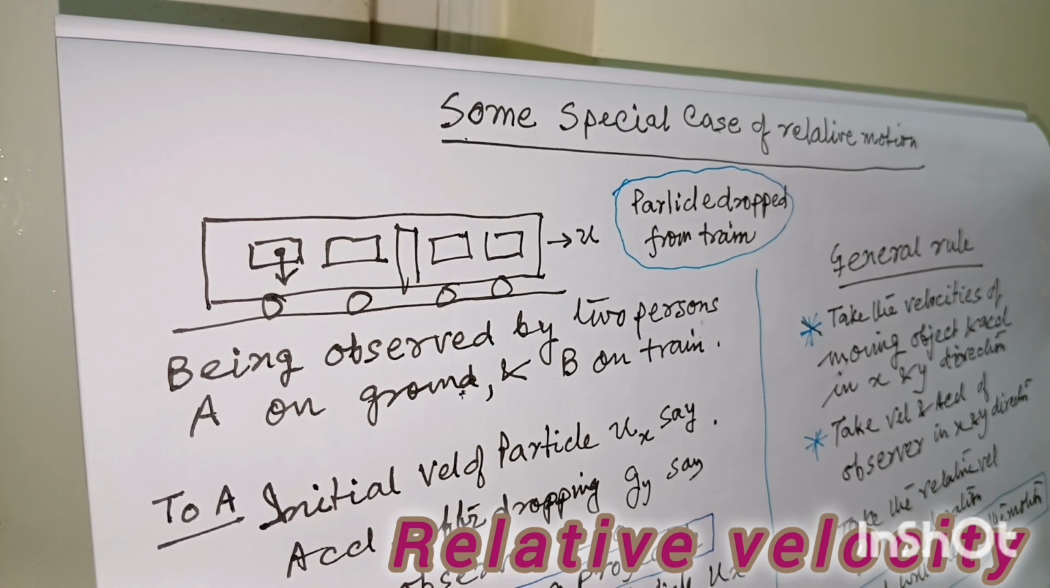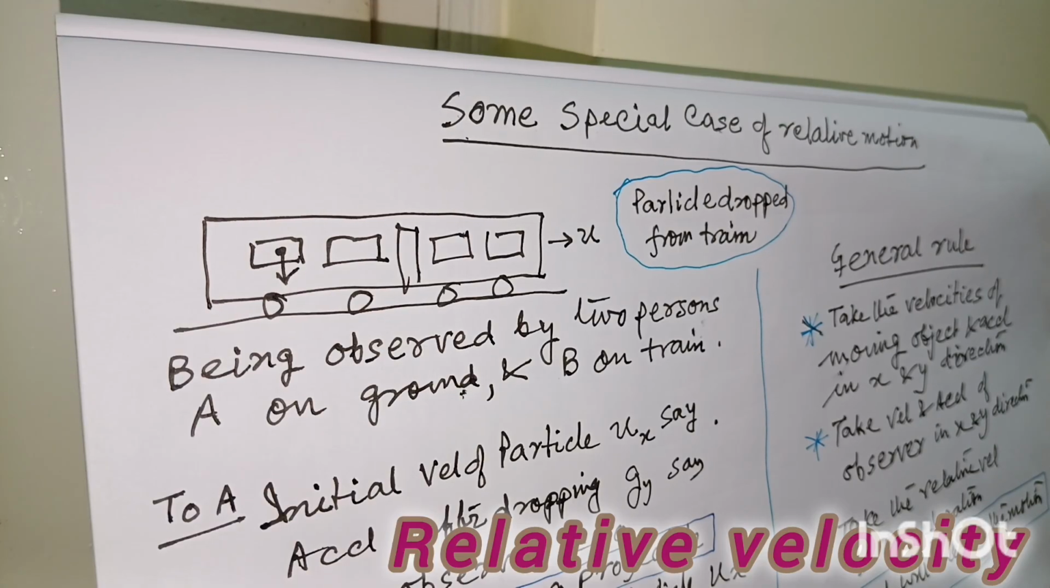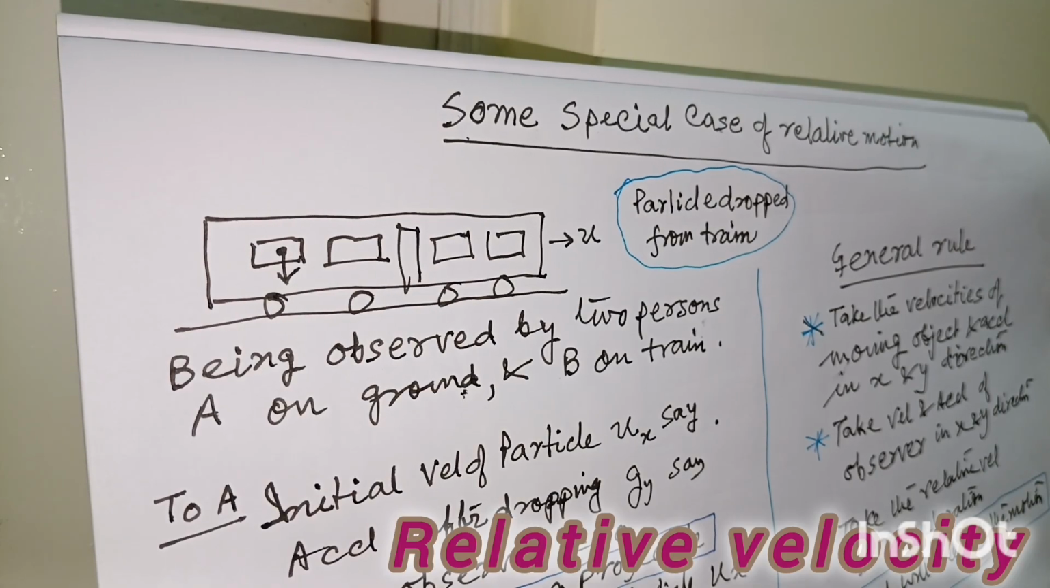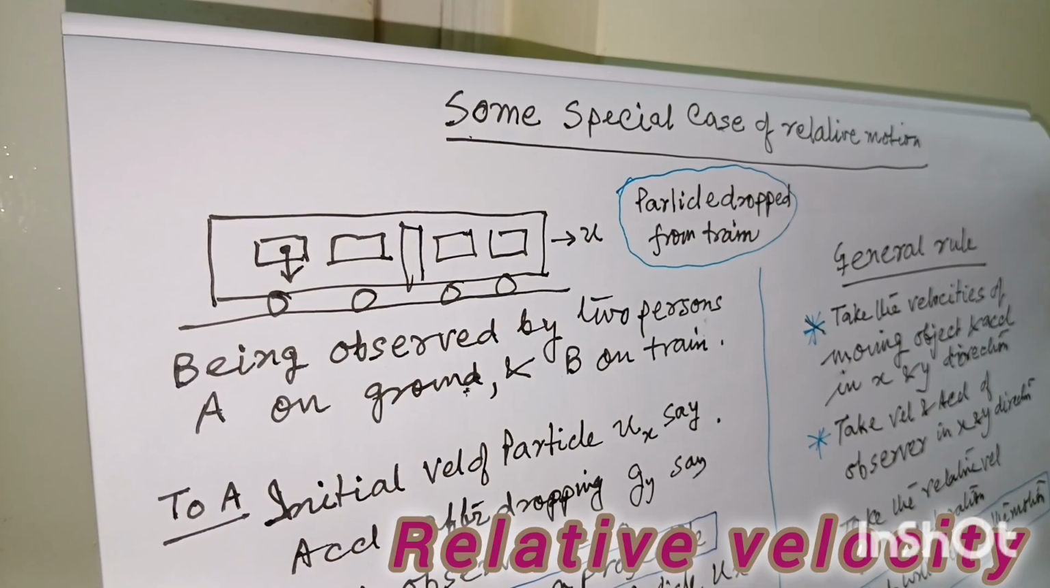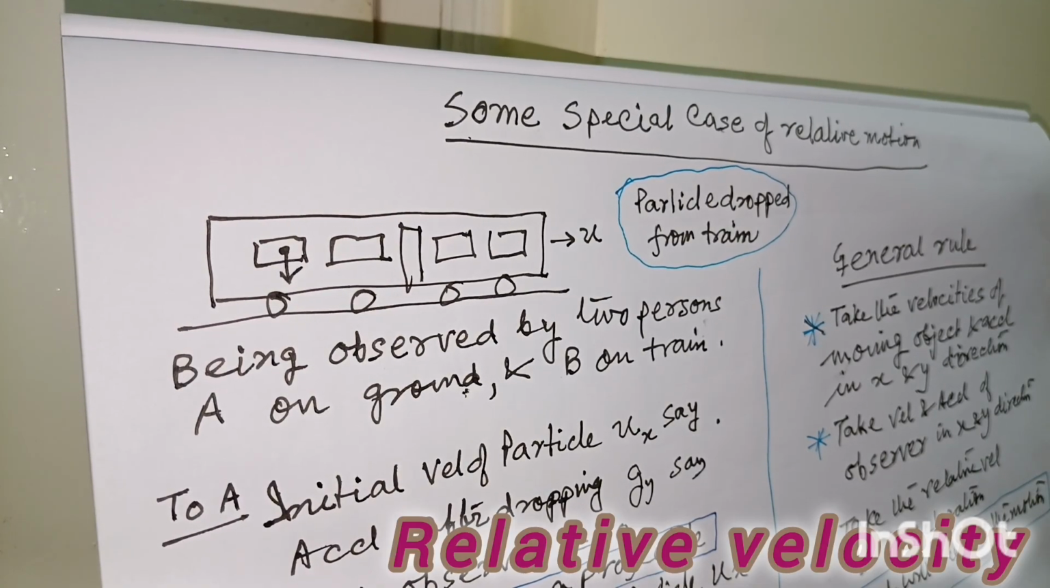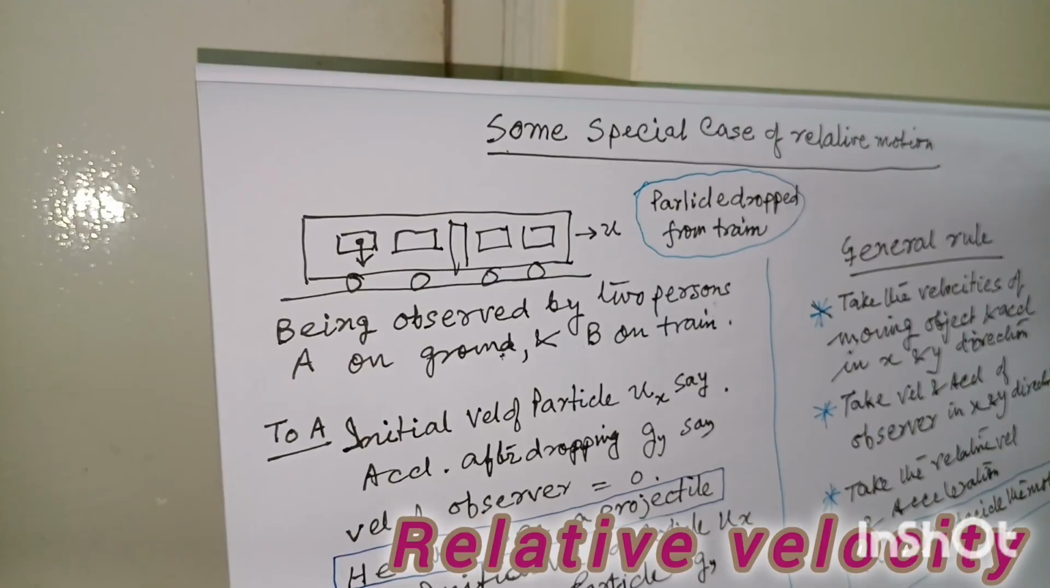Now it is being observed by two persons. One observer A, who is standing on the ground, and another observer B, who is moving with the train, inside the train. So the observations of the two observers will definitely not be the same, and they will observe the relative motion in different ways. So let us analyze this.